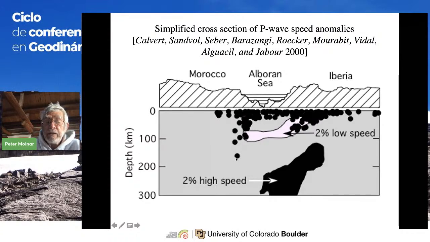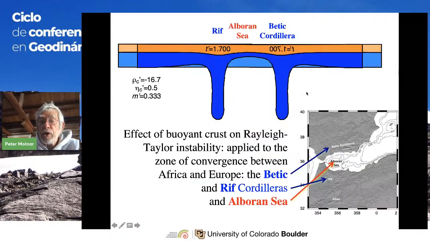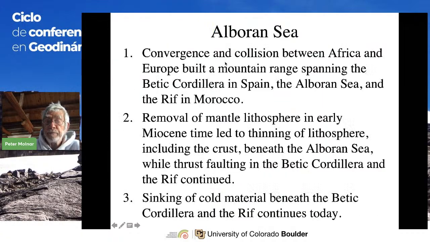And so one has intermediate depth earthquakes under the Rif going down almost to 200 kilometers and quite deep under the Iberian side, and high speeds down underneath the Baetic Cordillera in southern Spain, southern Iberia over here. And so we would argue you have the same picture: sinking of cold material under the Baetic Cordillera, sinking of cold material under the Rif in here, and in between thinning of crust and of mantle lithosphere beneath the Alboran Sea in this area. And the same picture then applies to the Tian Shan as well.